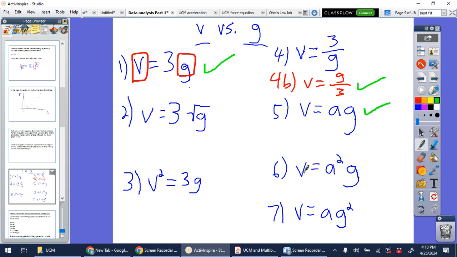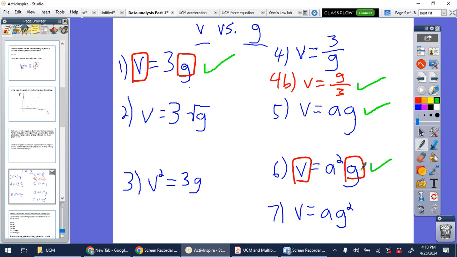A lot of people get confused with number 6 because you see the squared right here. But notice that squared is acting on the A. If you look at V and G alone, hopefully you can see V and G do appear to be linear with each other. If I were to ask you about V and A, they are not linear with each other, but V and G definitely are. With number 7, V and G are not linear. V and A happen to be linear, but V and G are not.